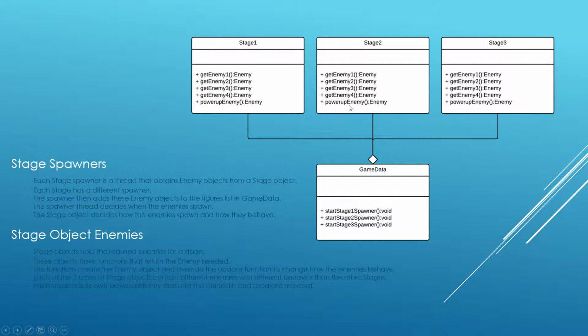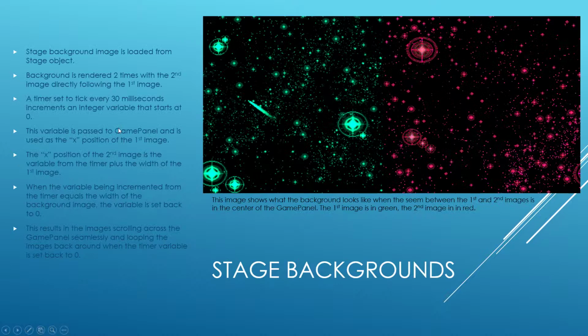And then the power-up enemies, which spawn intermediately throughout each stage, are also created in this, where they are created and then use the vector movements that I'm going to talk about, and then are flagged as a power-up enemy, which I'm also going to talk about later.